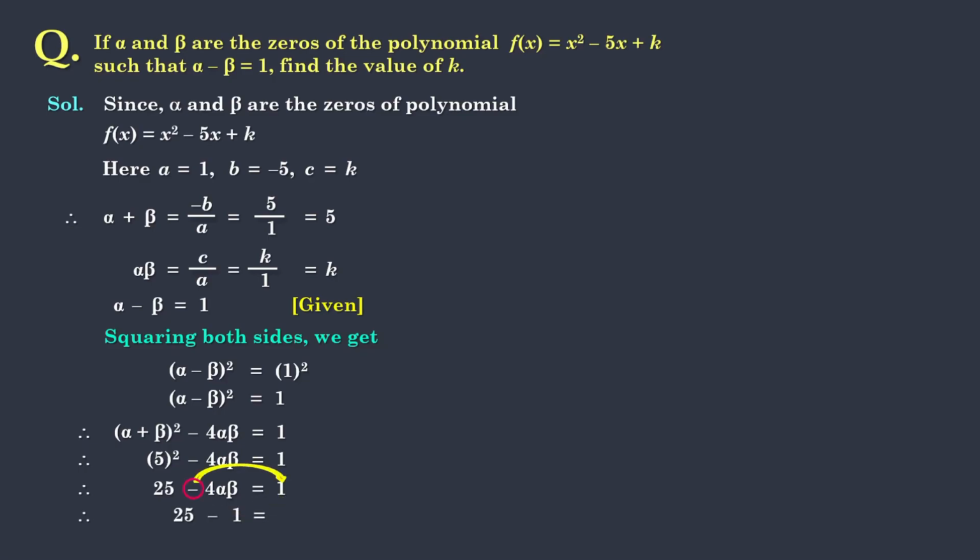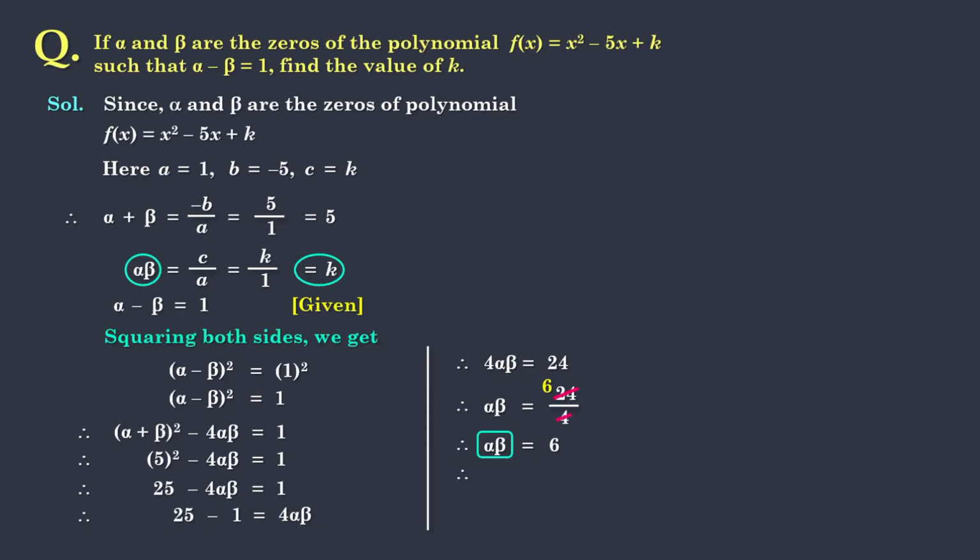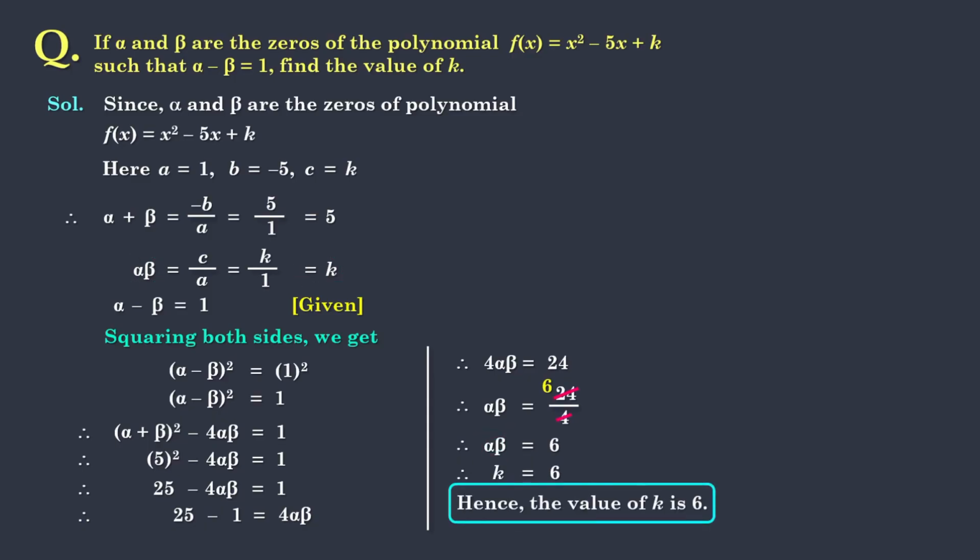So we get 25 minus 4 times alpha beta equals 1. Rearranging the equation, 4 times alpha beta becomes 24. Therefore, alpha beta becomes 6. Since alpha beta is equal to k, the value of k is 6. Hence, the value of k is 6.